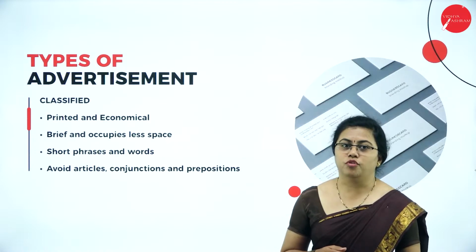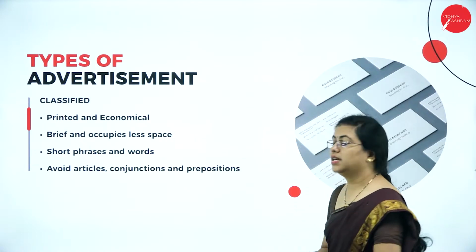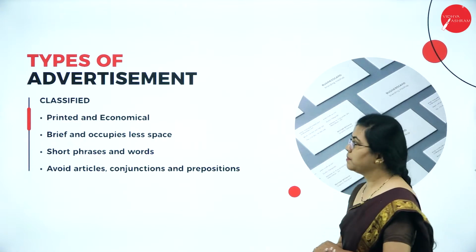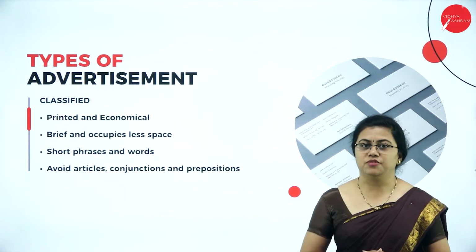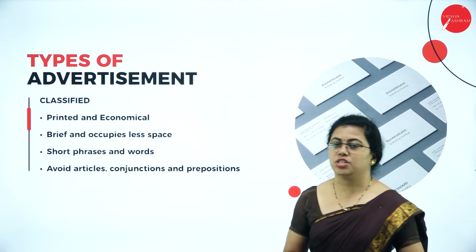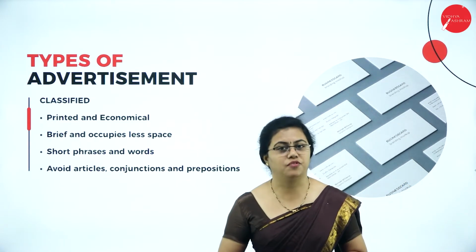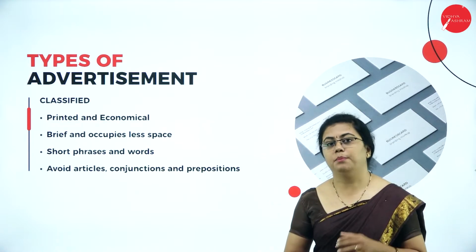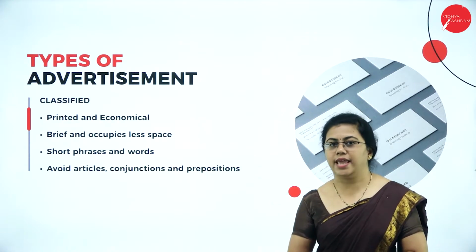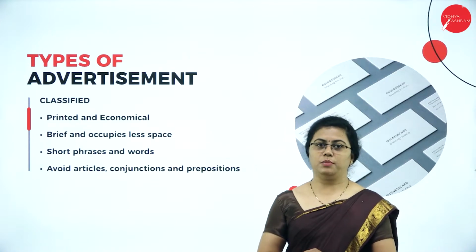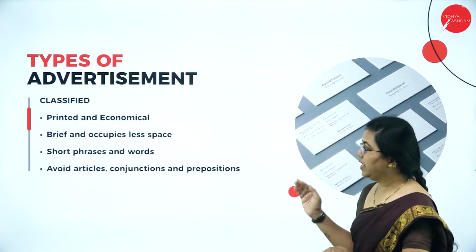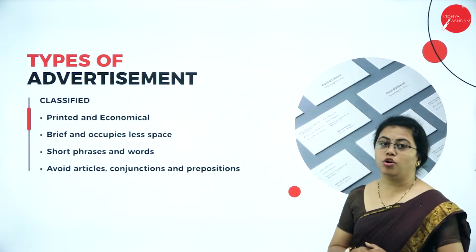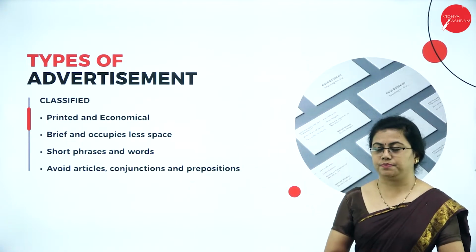Let us now move on to the next topic, that is the types of advertisements. How many types of advertisements are there? There are basically classified and display types of advertisement. To begin with, we'll start with the classified advertisement. So classified advertisement is actually printed in format and it is economical. Why do we call it economical? Because we have very limited space for that. It is very brief and it occupies very less space.